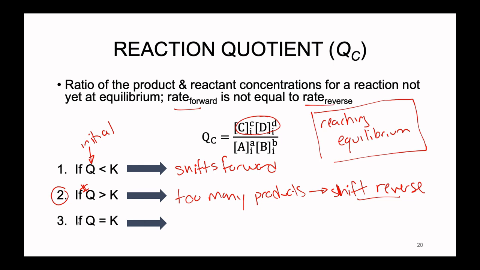All right, the last scenario then, scenario 3, if your Q is equal to K, well, this is sort of like a Goldilocks situation. If your Q is equal to K, you don't have too many reactants, you don't have too many products. In fact, you have reached equilibrium. Your forward rate is equal to your reverse rate, and there is going to be no shift. Okay, so our reaction quotient is useful to us in that it tells us from initial conditions where we're going to be going in order to reach equilibrium.